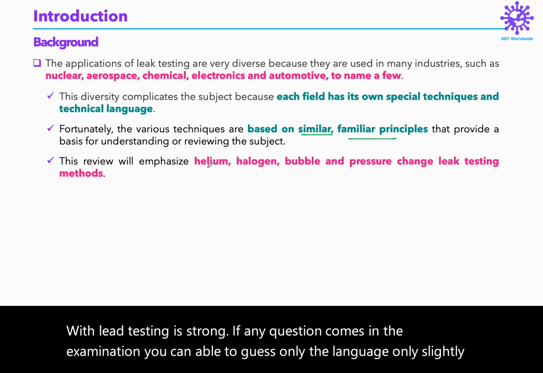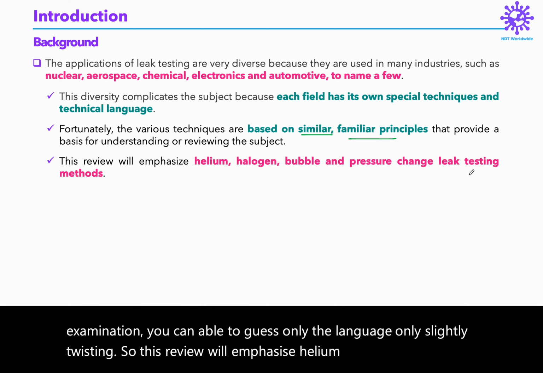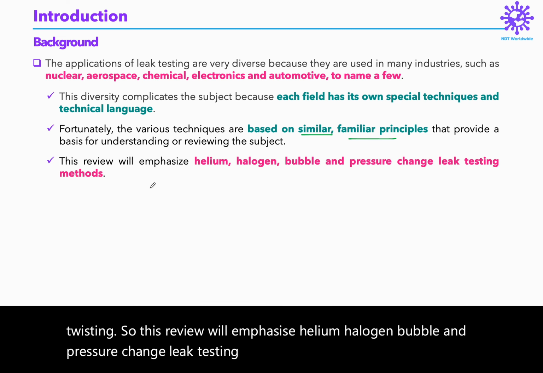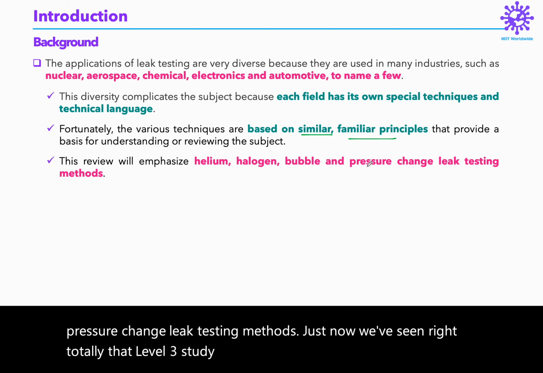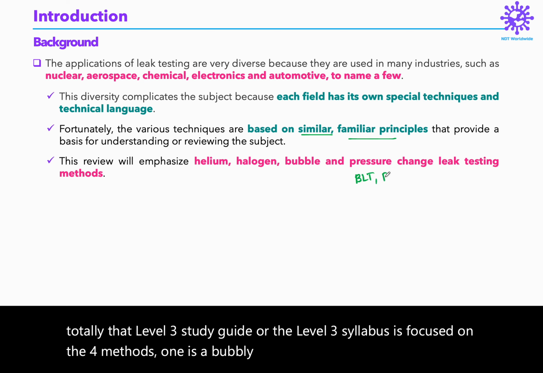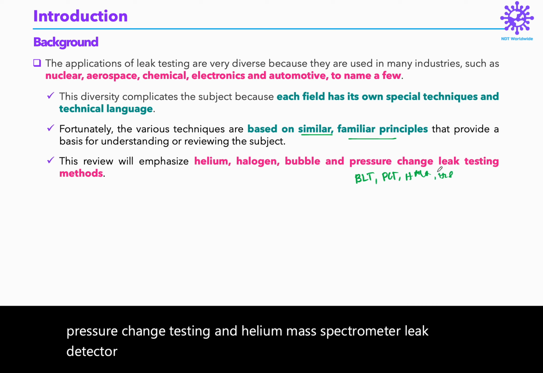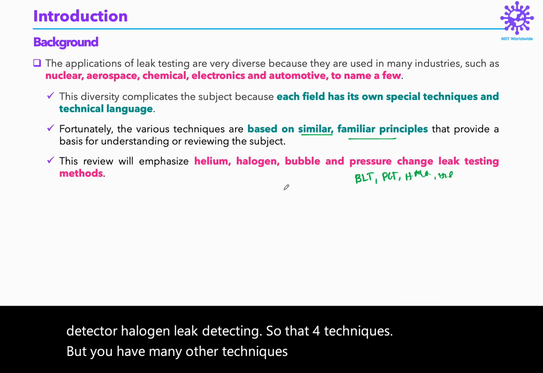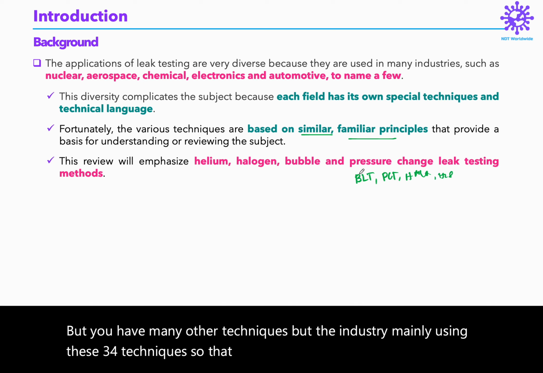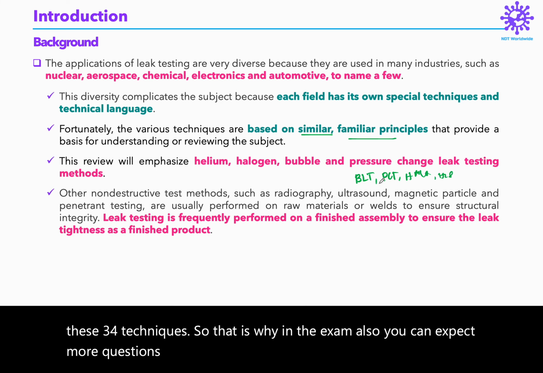So this review will emphasize helium, halogen, bubble, and pressure change leak testing methods. Just now we saw that the Level 3 study guide, or the Level 3 syllabus, is focused on 4 methods. One is bubble leak testing, another is pressure change testing, and then helium mass spectrometer leak detector and halogen leak detection. You have many other techniques, but the industry mainly uses these 4 techniques. So that's why in the exam you can expect more questions from these.